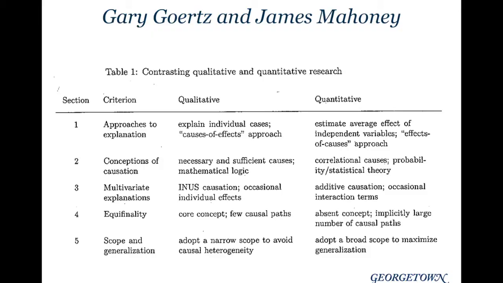In quantitative research, there tends to be very little discussion of equifinality or different paths or different combinations. Implicitly, if we do a regression analysis, there may be lots of different combinations in there that lead to the outcome of interest. But the focus is not on charting out the different kinds of combinations.